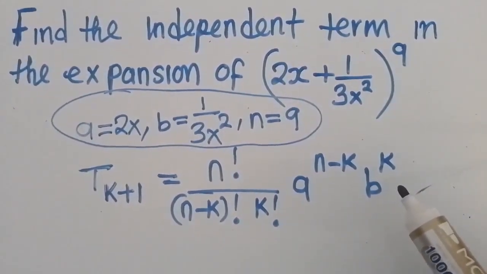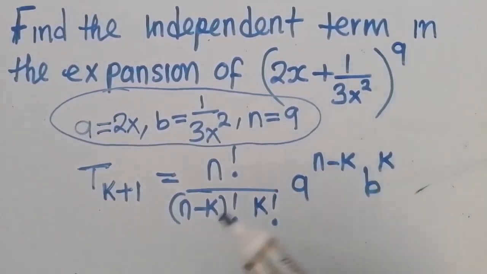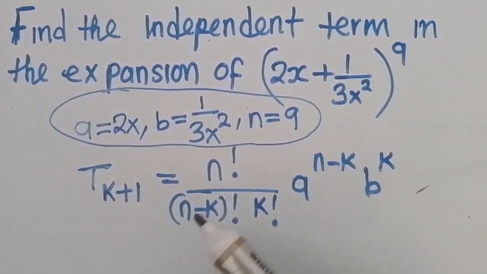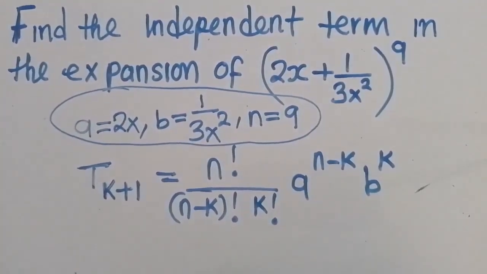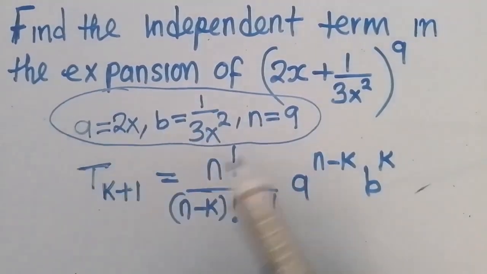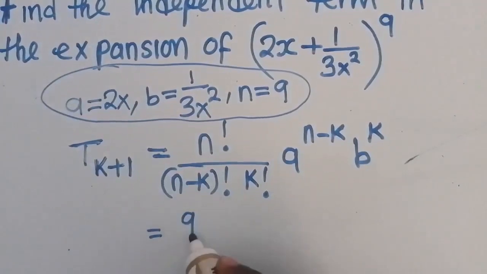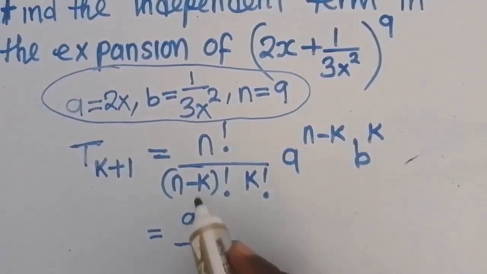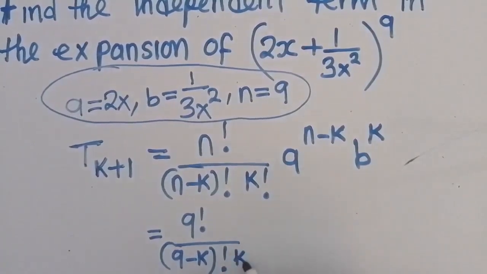Why are we doing this? The reason is so that we find the value of k. After we find the value of k, it will be very easy for us to find the independent term. So we first find the value of k. We use the data given in this formula. So this is equal to n factorial, that is 9 factorial, over 9 minus k factorial, then k factorial.